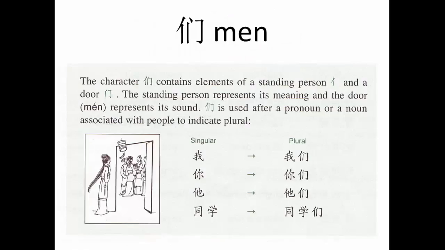The last character you need to know for this lesson is 们. 们 makes things plural. It's a combination of the person radical and the door radical. So 我, I, becomes 我们, we. 你, you, becomes 你们, y'all. 他, he, becomes 他们, they. And 同学, classmate, becomes 同学们, classmates.